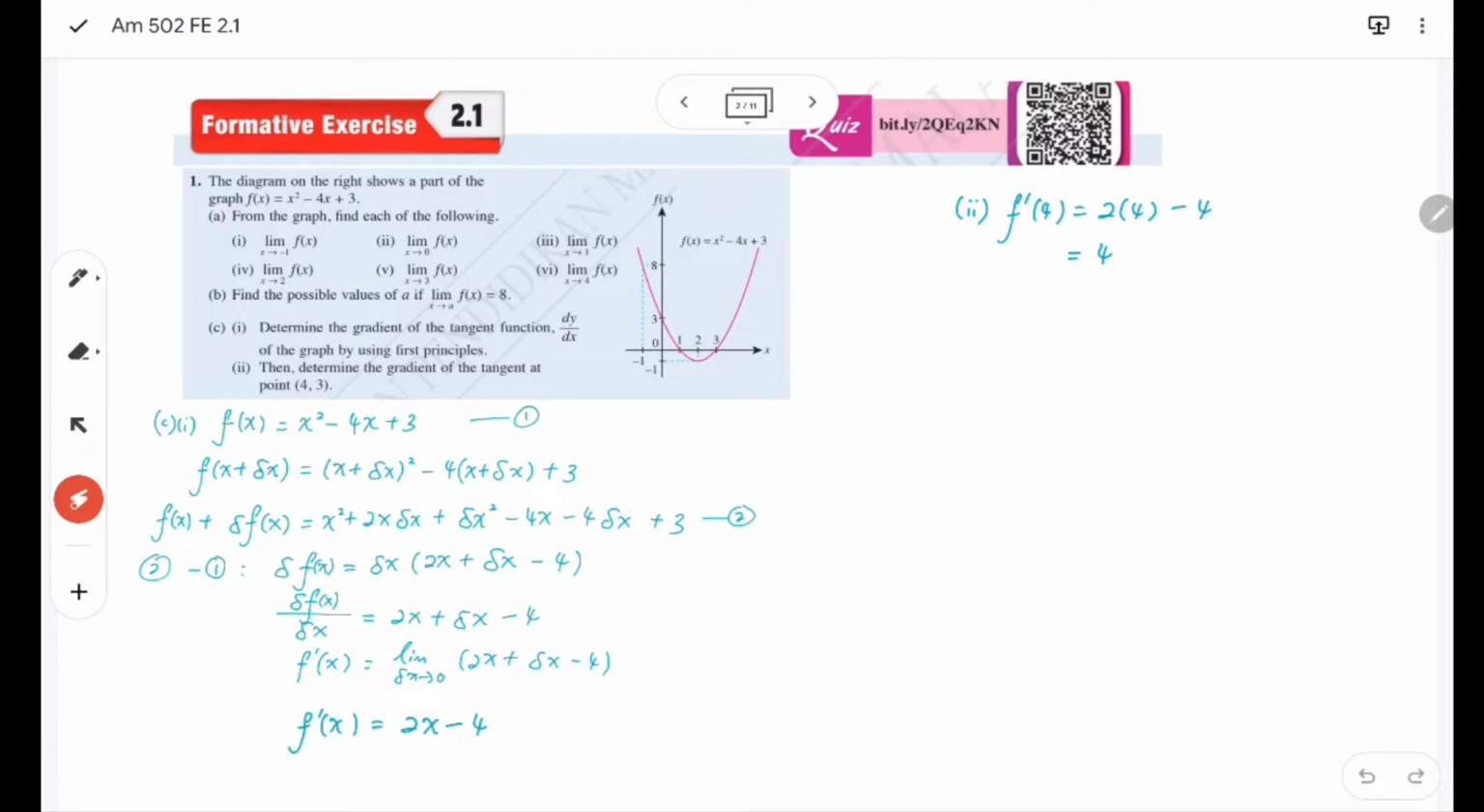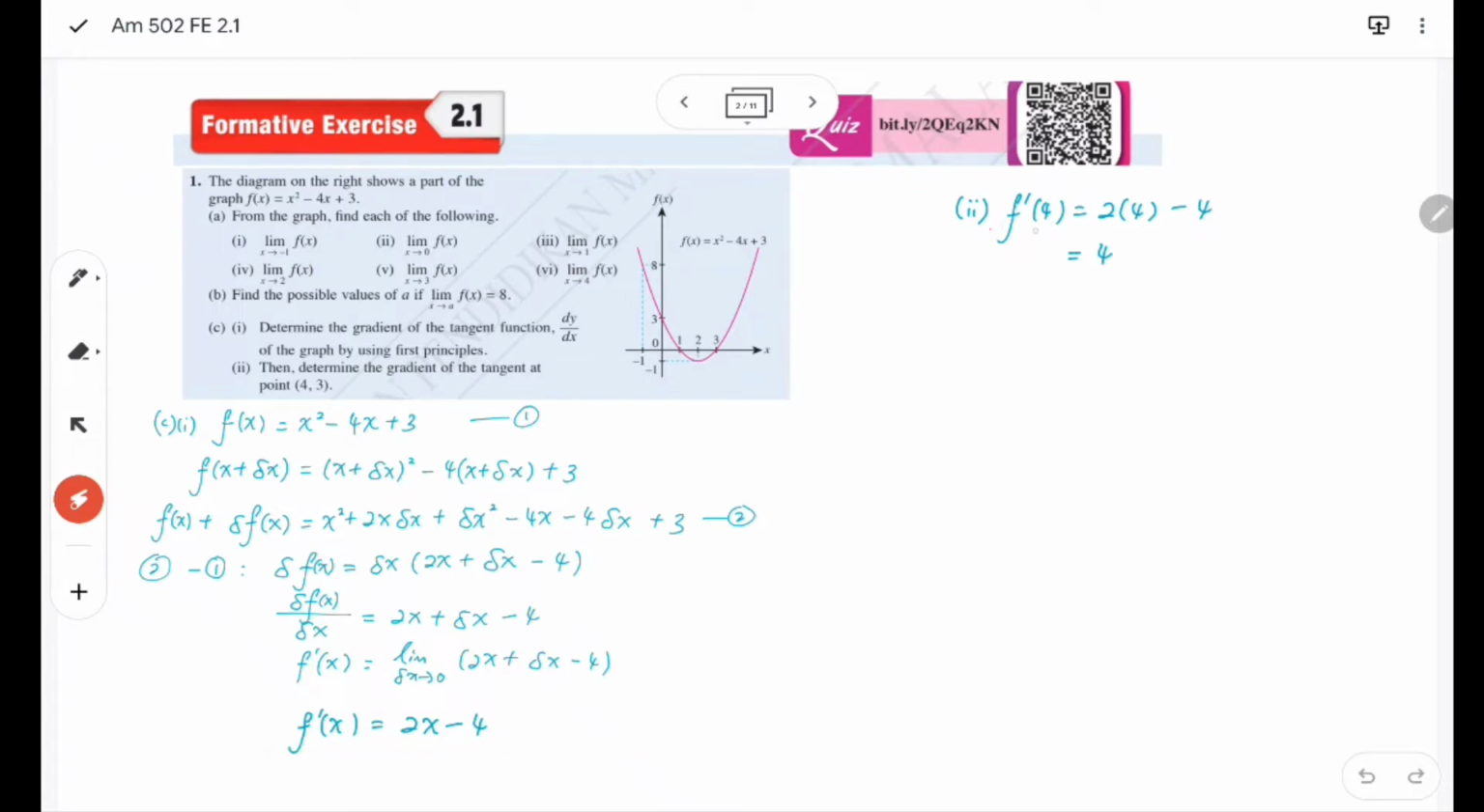Then number 2, determine the gradient of the tangent at the point (4, 3). Since we have the gradient function f prime(x) equals 2x minus 4, to get the gradient of the tangent at point (4, 3), we use the x value 4, substitute into the gradient function.